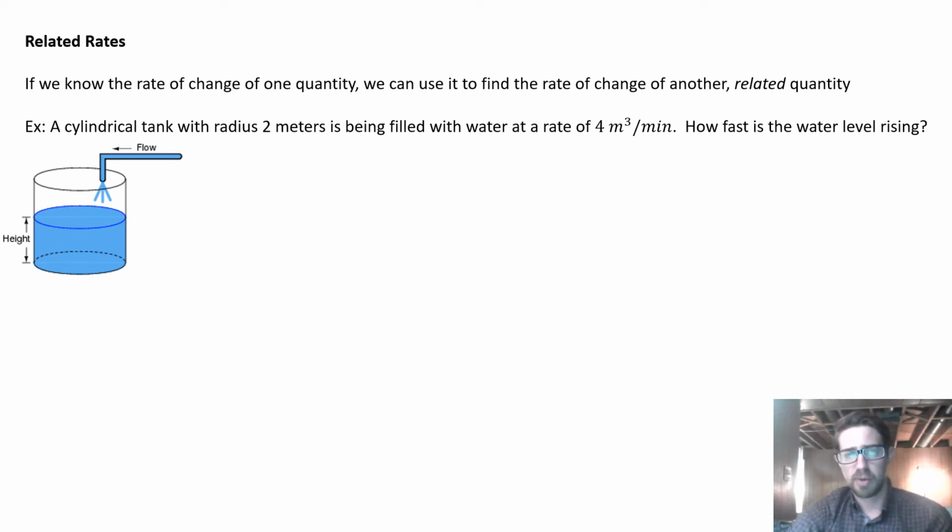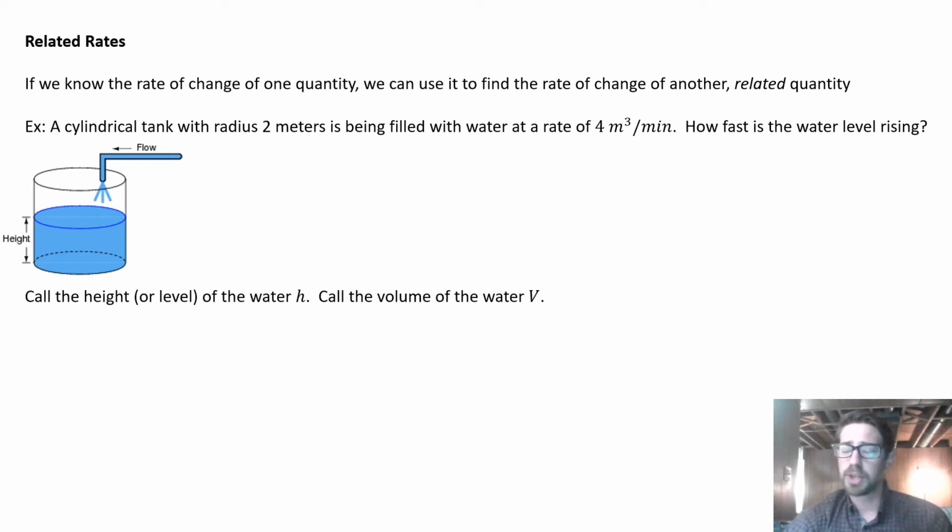So, right, we know the water flow is coming in at 4 cubic meters per minute, and obviously that's making the height of the water rise. And we want to know how fast the height of that water is rising. So if we had something floating on top of that water, how fast would it be moving up? And it almost seems like we don't have enough information to get that, but we do.